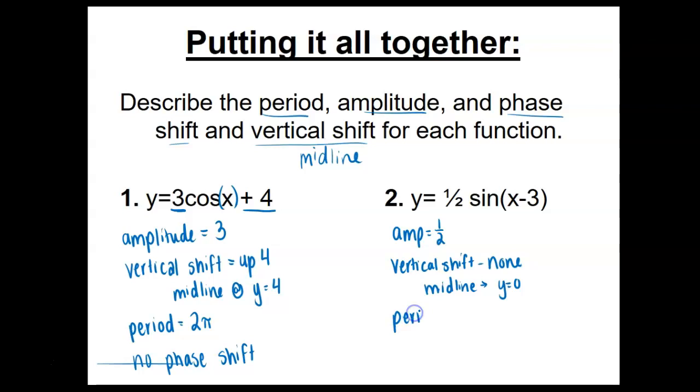Period of this graph. For the period of the graph, I'm looking at the number in front of the x right here, which I don't have. I just have a 1 there. So the period of this graph has not changed. It's just 2 pi. And so phase shift, for my phase shift, I take this number right here. I divide it by that 1, which I really don't have to do because it's a 1. So I just am going to get 3. And since it's negative, it'll be to the right.